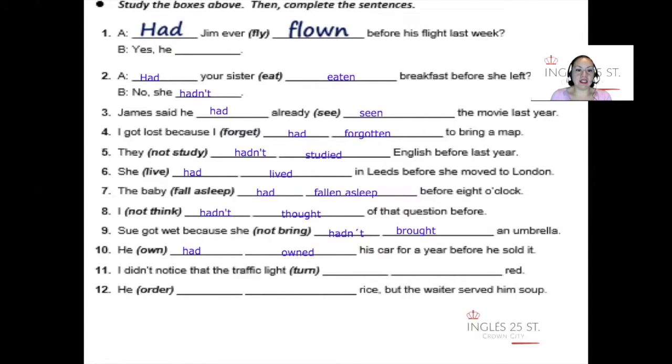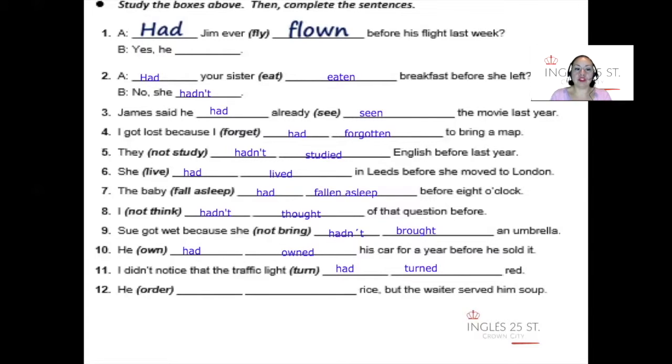11. I didn't notice that the traffic light turned red. Okay, I didn't notice that the traffic light had, and in this case, turn is a regular verb, so it will be turned red. Excellent. Very good. So had turned.